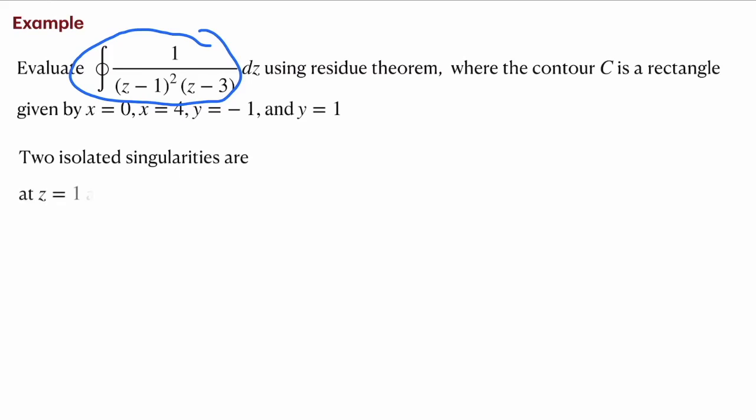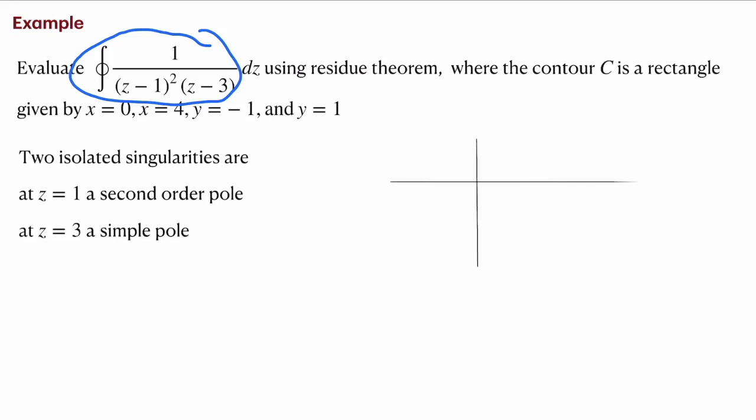So let's first look at the singularities. We have two singularities. At z equal to 1, we have a second order pole, and at z equal to 3, we have a simple pole. In this case, it is trivial to figure out the singularities because the function is already written in the required form, and then we can draw it on the complex plane and see what happens. We have a singularity at z equal to 1, and we have a singularity at z equal to 3. Then we have a rectangle described by this, and we can see that both these isolated singularities are within this contour. So we have to consider both of these.